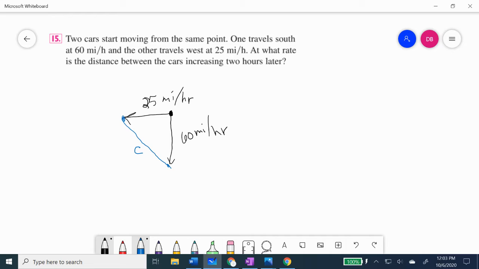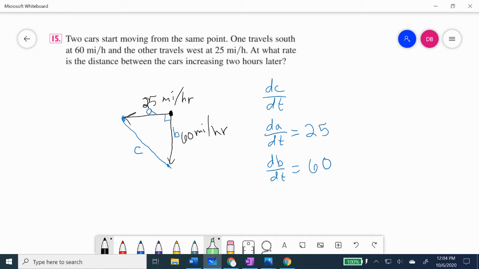So they are asking us to find dC/dt, where c is the hypotenuse of this right triangle. I'll call this side variable A, and I'll call the length of this side variable B. So we know that dA/dt, that distance is growing at 25 miles per hour. dB/dt is also growing. It is growing at 60 miles per hour.